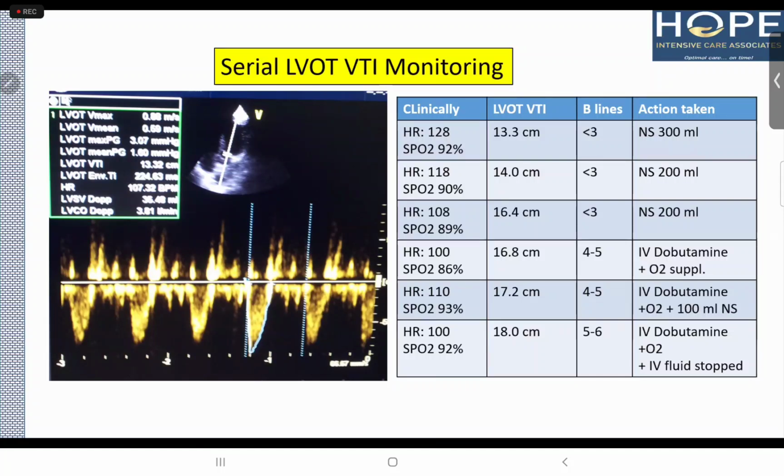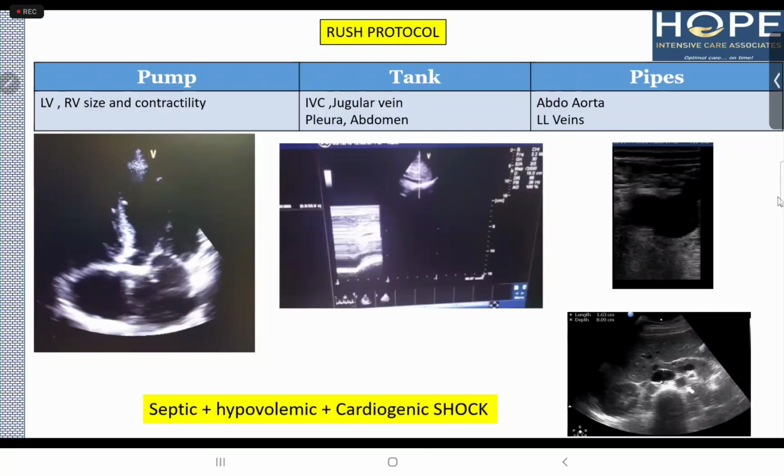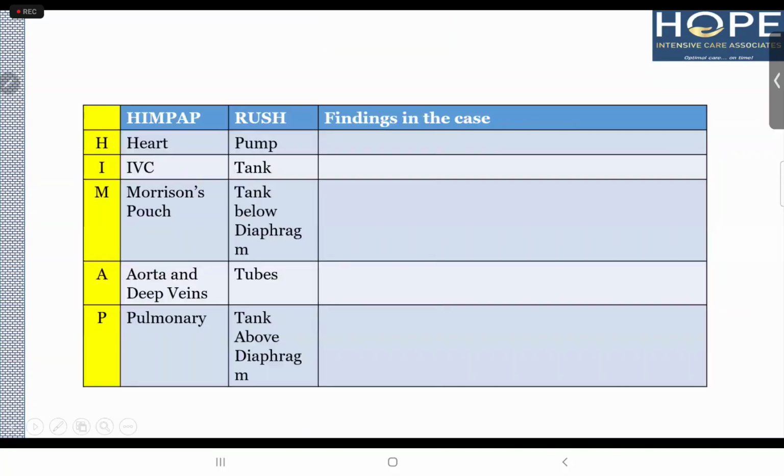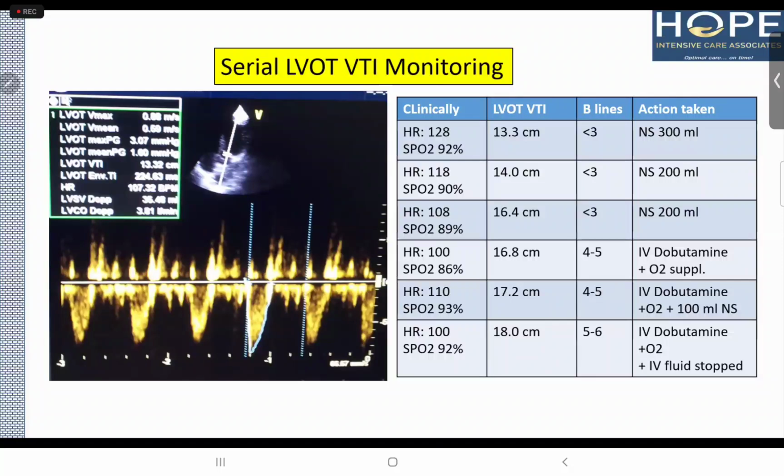So to interpret, you have to have extreme caution. Very rarely will you be able to get this type of image, because patients are tachypnoeic, uncomfortable, and they move around. I have given just a theoretical viewpoint that this is where you can monitor it and manage the cases.